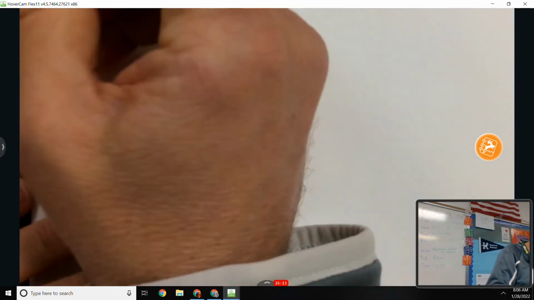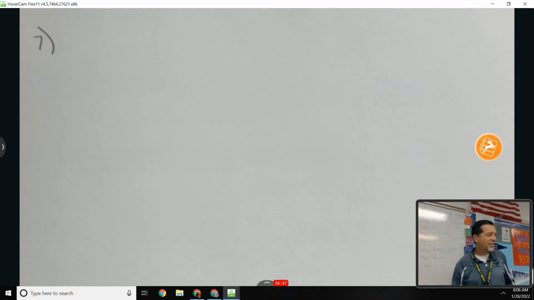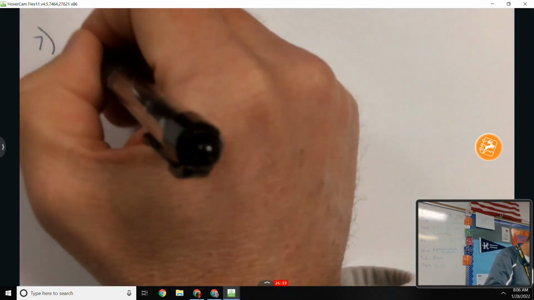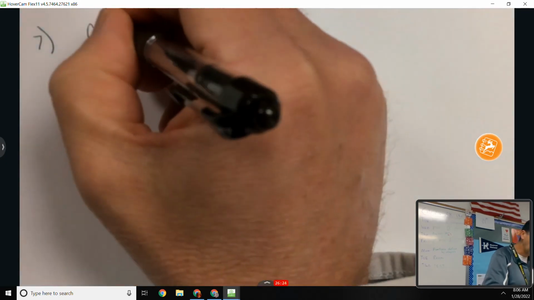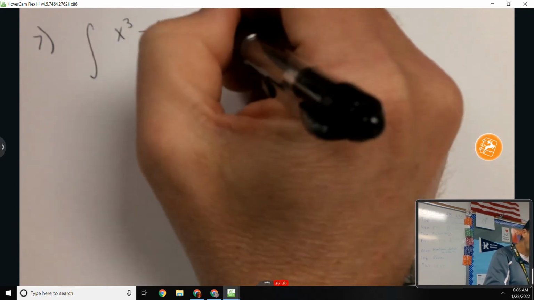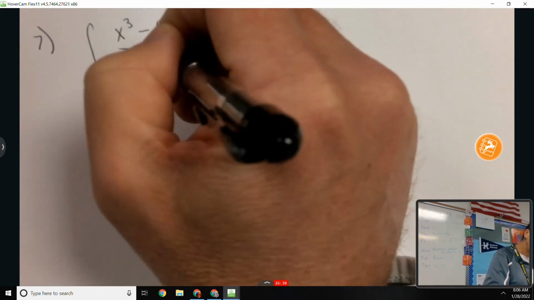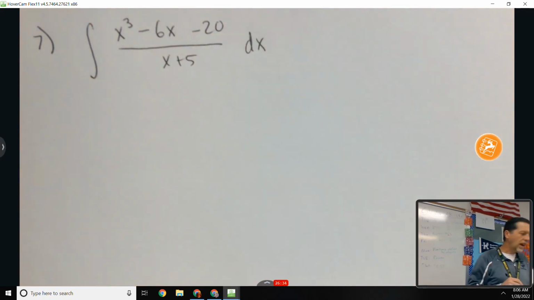All right, last one. We have 10 minutes left. We might need 8 of it. Integral, or antiderivative, of x cubed minus 6x minus 20 all over x plus 5 dx.